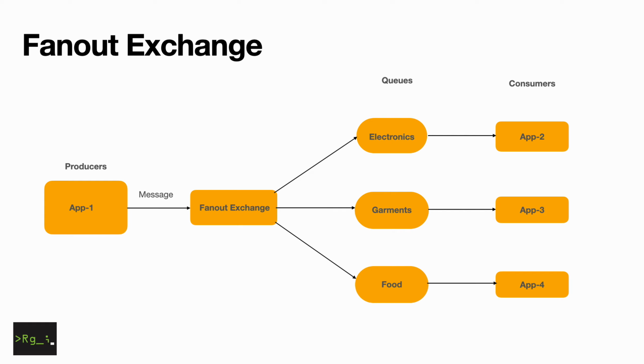A real life example of this Fanout exchange is an email. When you send an email, you put the email addresses of all the recipients to whom you want to send, and it goes to each and every recipient in the list. So this is it. It's a very simple type of exchange. Hope you understood it.